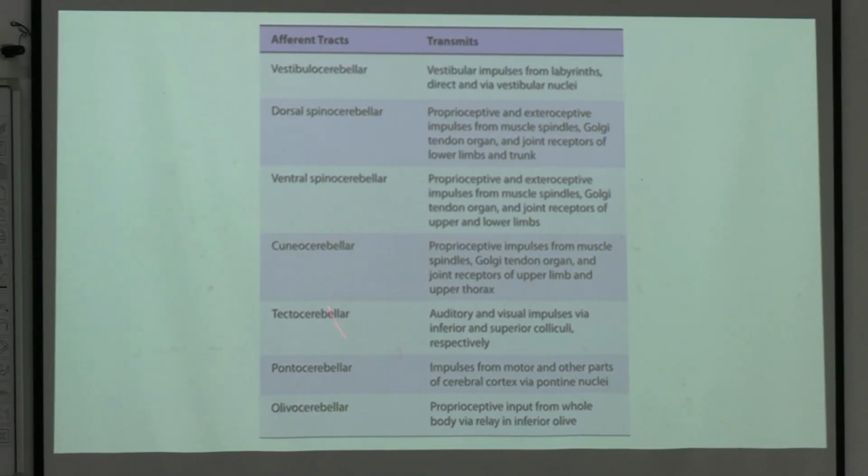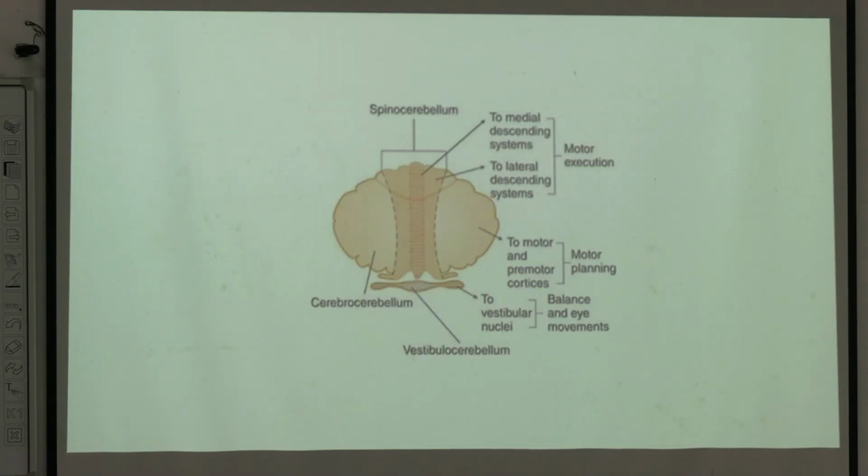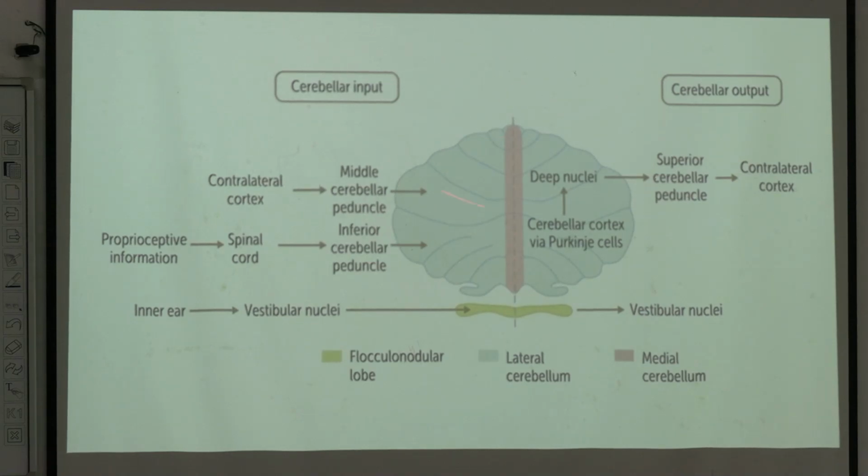This is directly taken from Ganong's physiology, right? So: vestibulocerebellar, dorsal spinocerebellar, ventral spinocerebellar, cuneocerebellar, tectocerebellar, pontocerebellar, and olivocerebellar. Vestibulocerebellar means from vestibular nuclei to cerebellum. Spinocerebellar means spinal cord to cerebellum. In this way, if you are able to name the tracts, you will be given 100% marks, or else you can simply draw this picture to show the cerebellar input and cerebellar output. This is the easiest way. If you draw this picture, that is enough for now.